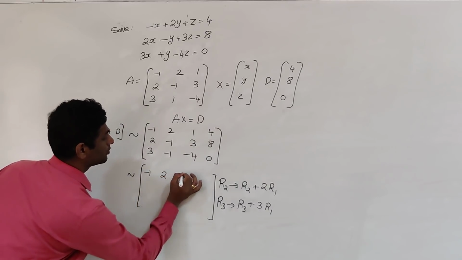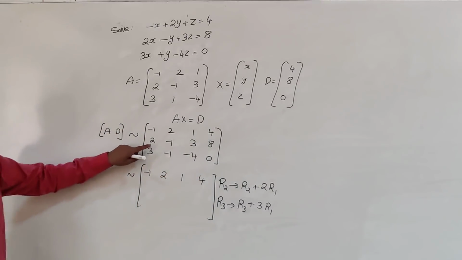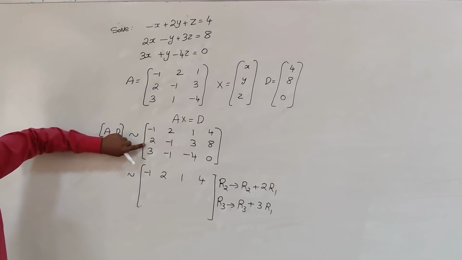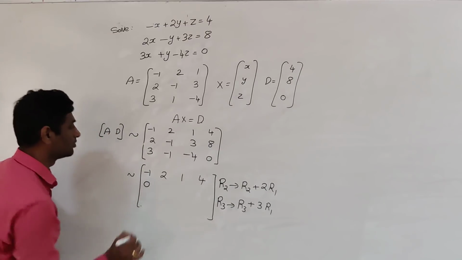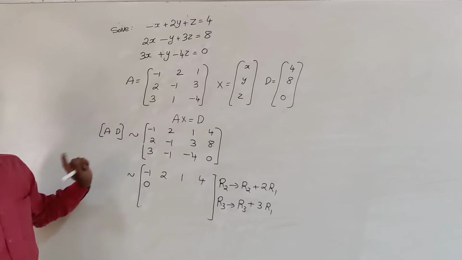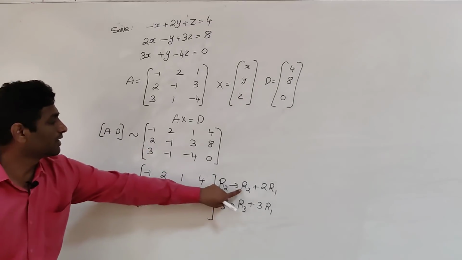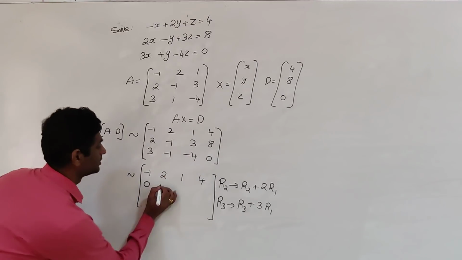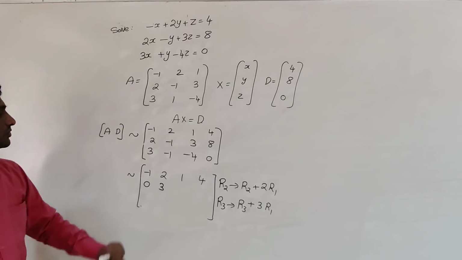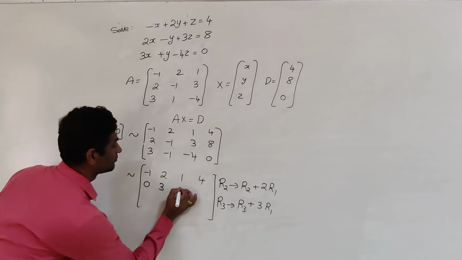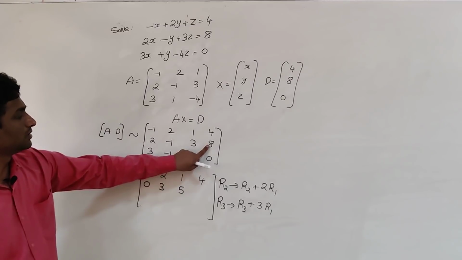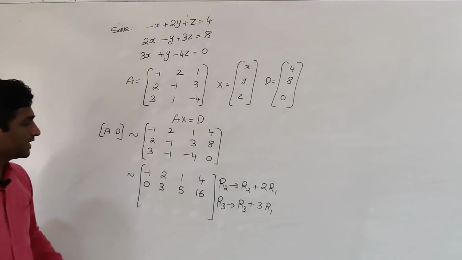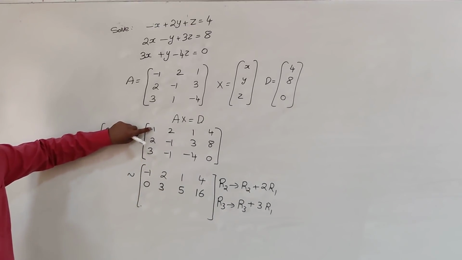-1, 2, 1, 4. Next, the elements of row 2 are added with 2 times the elements of row 1. The rank does not change. 0. 2 plus 2 times -1, 0. Next, -1 plus 2 times 2, then -1 plus 4, 3. Next, 3 plus 2, 5. 8 plus 2 times 4, 8 plus 8, 16.